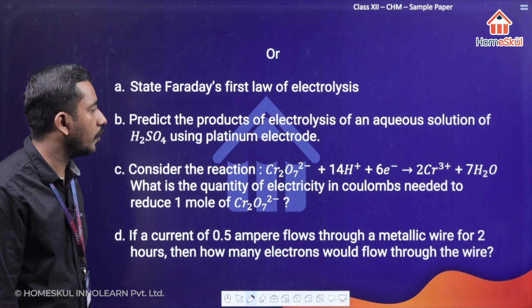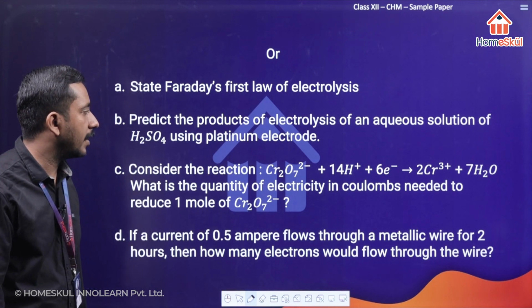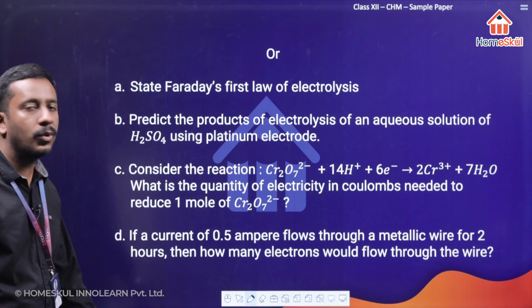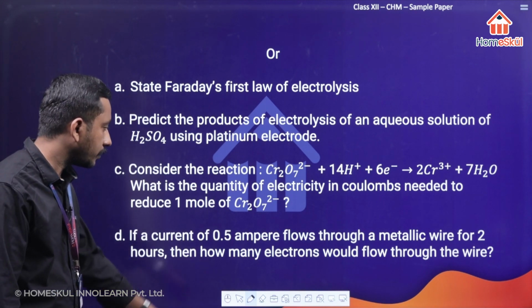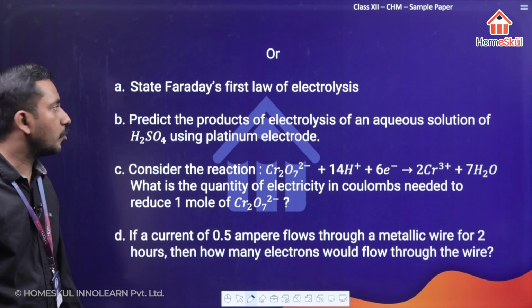So we have dichromate ion that is being converted into Cr3+. What is the quantity of electricity in coulombs needed to reduce 1 mole of this dichromate ion? So let us see, we can answer these questions one by one.